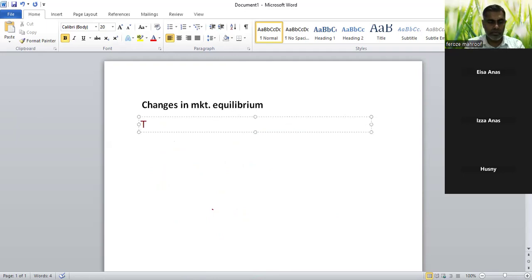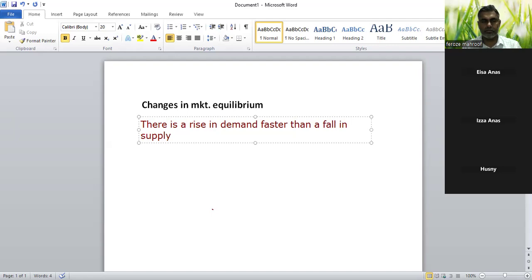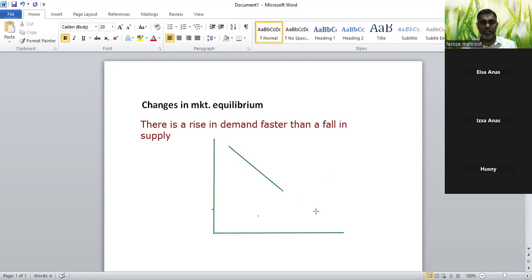So see this. There is a rise in demand faster than a fall in supply. It's a very simple case. There is a rise in demand faster than a fall in supply. You know, this is the demand curve, the supply curve, equilibrium price, equilibrium quantity.